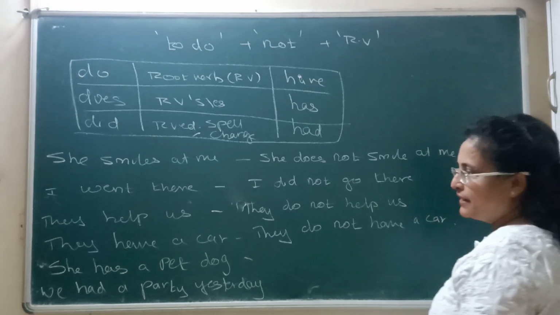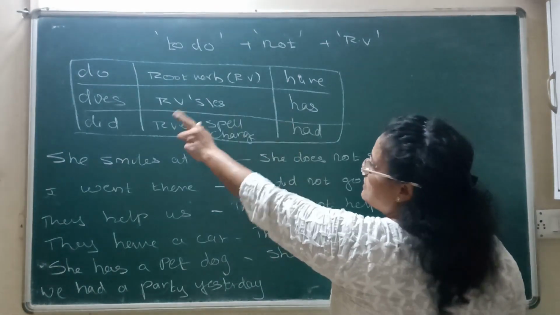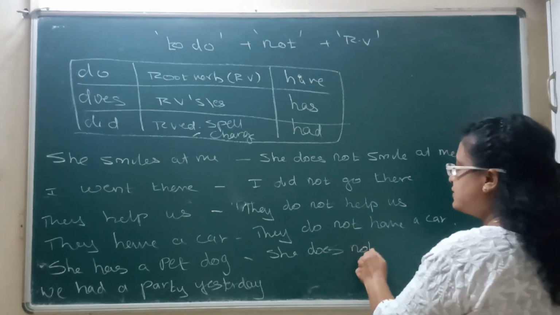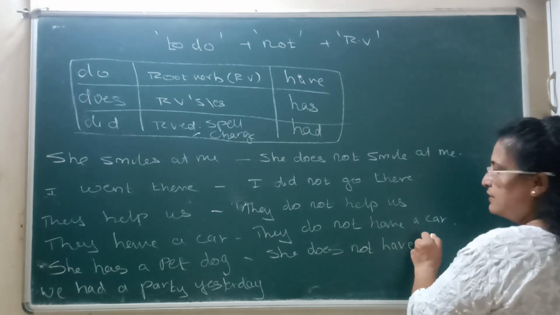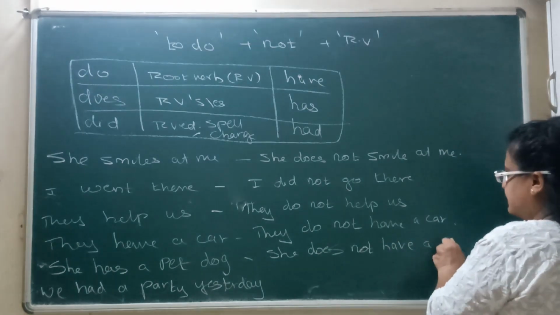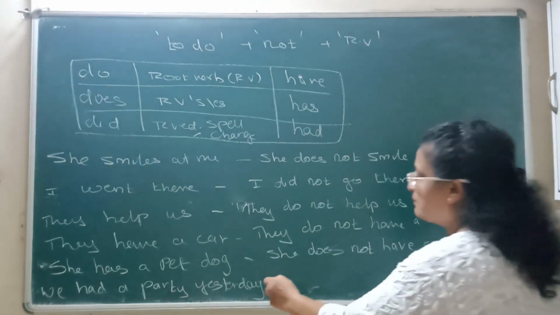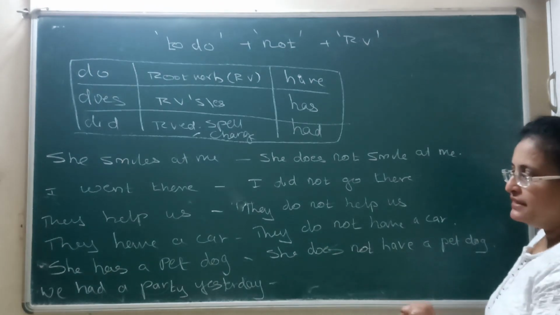She has a pet dog. Now, has is there. So, for has, what do we use? Does. So, she does not. Now, what is the root verb of has? Have. So, she does not have a pet dog. See the third sentence. We had a party yesterday. We had a party yesterday.